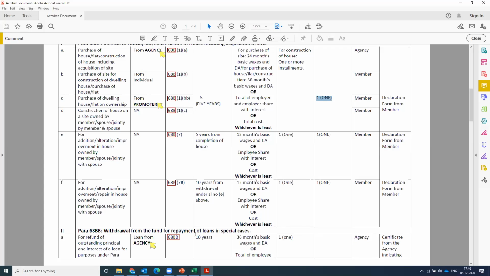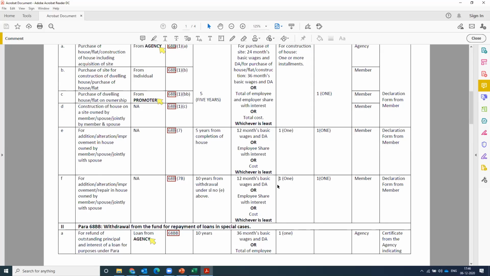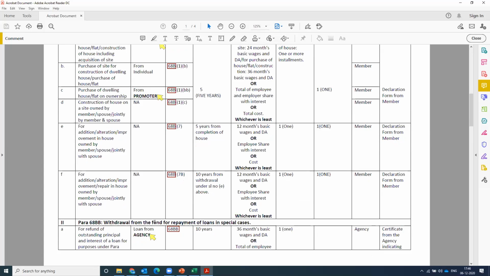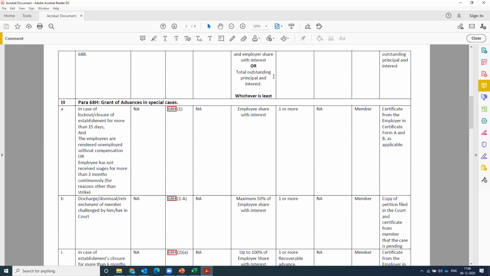Para 68DB, withdrawal from the fund for repayment of a loan in special cases, loan from an agency. In case you have taken a loan from a bank or something and you want to repay that loan, and you do not have enough funds, you can apply for an advance withdrawal from EPFO. But the eligibility criteria is that you must have contributed for at least 10 years in the EPFO pension scheme. Only in that case can you withdraw a PF advance for the repayment of a loan. What you will get is 36 months of basic wages and DA, or the total of the employee share, whichever is least, or the total outstanding principal and interest, whichever is least out of these three, would be given to the employee as an advance amount.